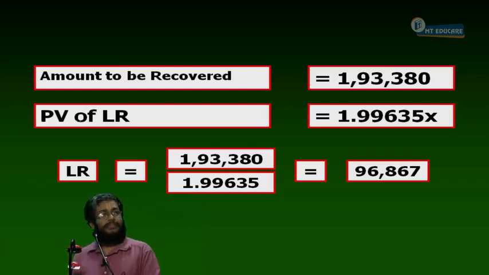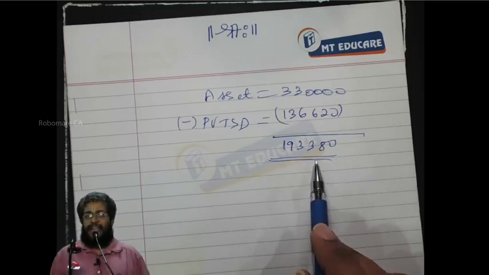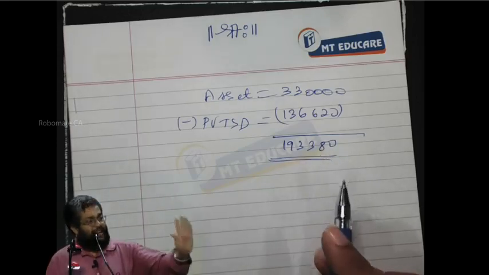1,36,620. Now, this is the amount I am spending, and this is the amount I am saving due to the asset. So, due to the asset, the net spending I am making is how much? 1,93,380. Now, again I say, you are the lessor. As a lessor, from your hand, how much money has gone out? 1,93,380 in present value terms.